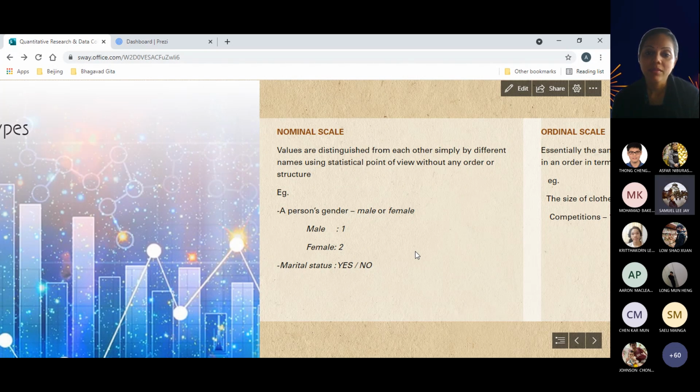Representative of a value. Very good. So this is what we call nominal scale. Later when you're designing your instrument for your group assignment, these are the types of scales that you have to decide. Which kind of scale do you want to use?